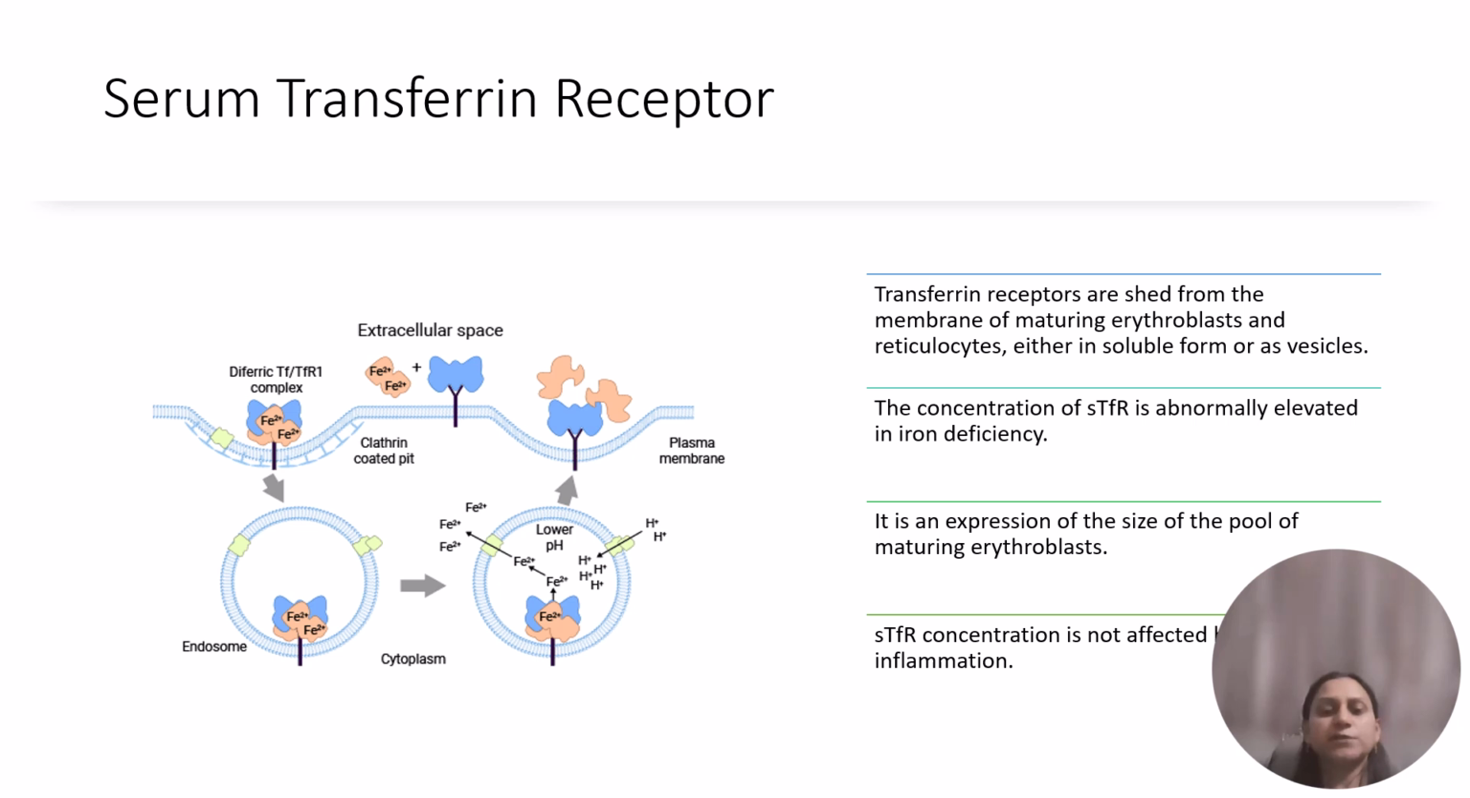Coming to serum transferrin receptor, these are shed from the membrane of the maturing erythroblasts and reticulocytes, either in soluble form or as vesicles. So the concentration is elevated in iron deficiency. It basically expresses the size of the pool of maturing erythroblasts, and it is not affected by inflammation.